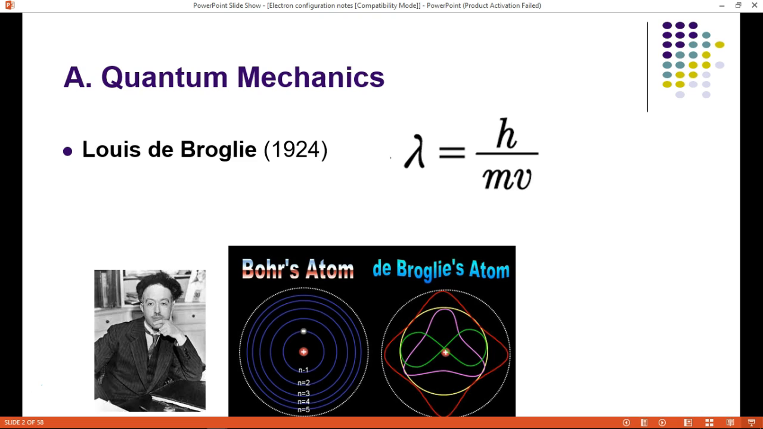And what he found was a relationship between wavelength and mass. And he said that since an electron has mass, it also has wave-like characteristics. And so it's both behaving as a particle and a wave. The difference here is that he found that mass is inversely related to the wavelength, which means that the bigger the mass, the smaller the wavelength, or the smaller the mass, like a very small electron, the bigger the wavelength.